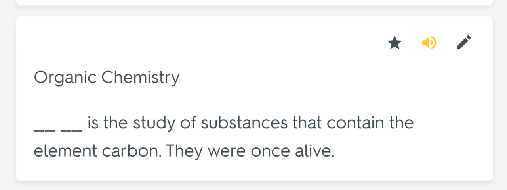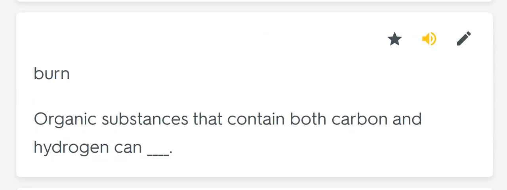Organic chemistry is the study of substances that contain the element carbon. They were once alive. Organic substances that contain both carbon and hydrogen can burn.